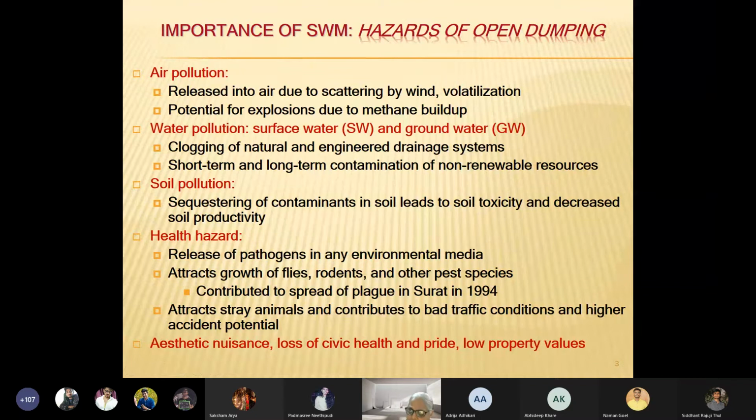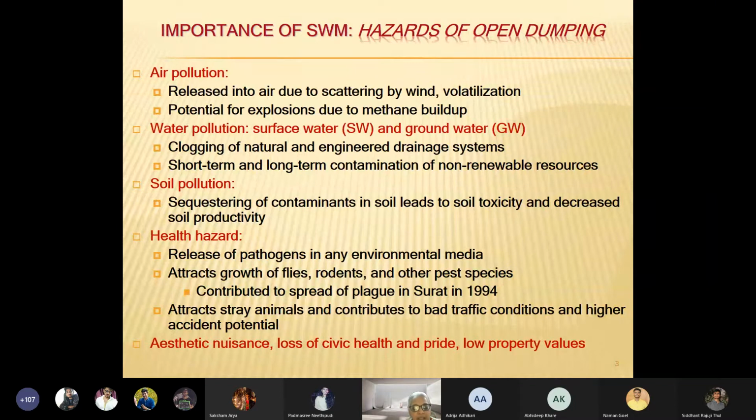I think in my introductory lecture, I said a lot about aesthetics, civic health and pride, and property values. So this is another very good example of how these three fundamental principles come together, because you have to realize that anytime the aesthetics of a particular neighborhood go down, there is loss of civic health and pride. Your public health goes down, automatically public and civic pride goes down, which leads to lower property values. And these lower property values make the whole task of managing waste difficult.